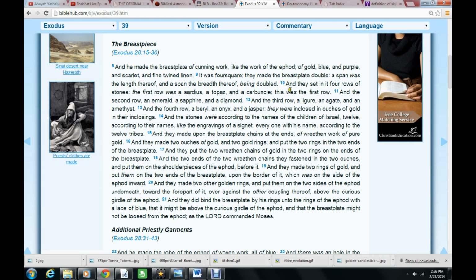And they set in it 4 rows of stones. The first row was a sardius, a topaz, and a carbuncle, which we have learned earlier. This was the first row. And the second row, an emerald, a sapphire, and a diamond. And the third row, a ligure, an agate, an amethyst. And the fourth row, a beryl, an onyx, and a jasper. They were enclosed in ouches of gold in their enclosings.